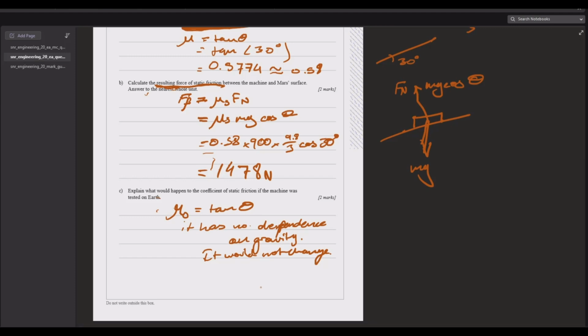Okay, so the marking there, they say 1 mark for saying mu s depends only on the angle of repose. Again, that word. But I don't think you'd have to say that. As long as you say this formula and it has no dependence on gravity, you shouldn't need to mention that it only depends on angle of repose, because that's just not what the question's asking.